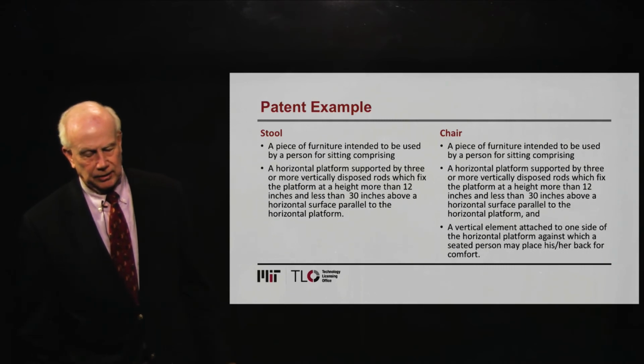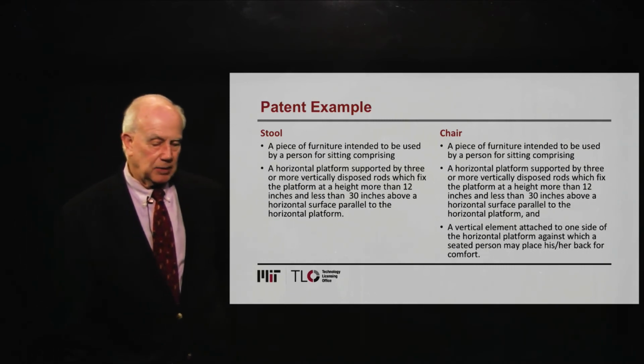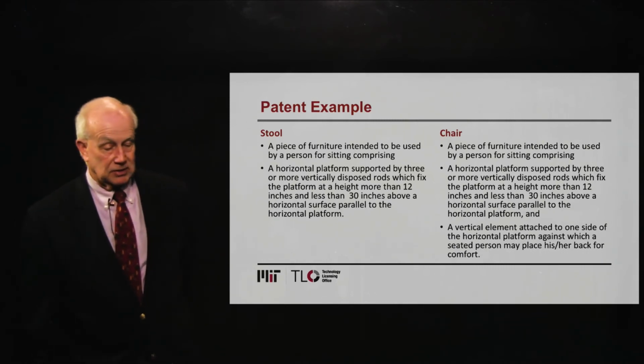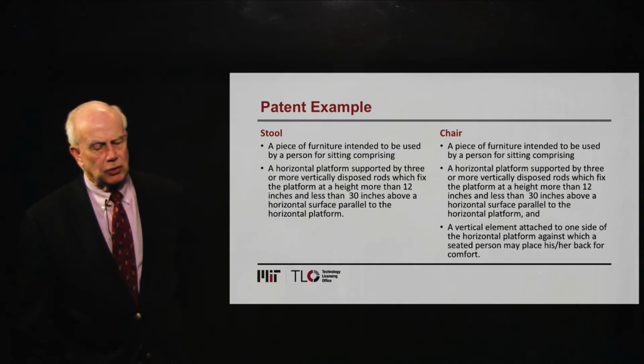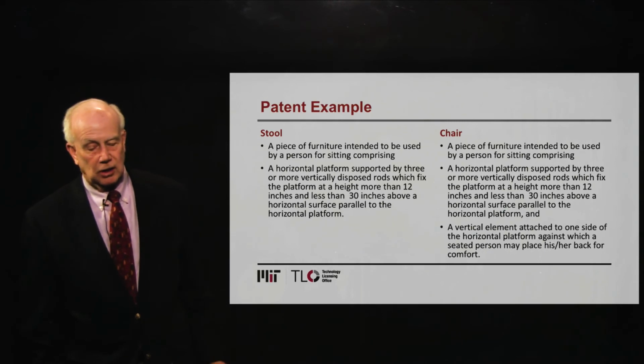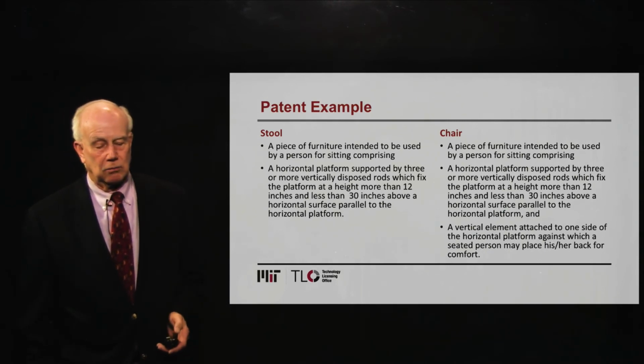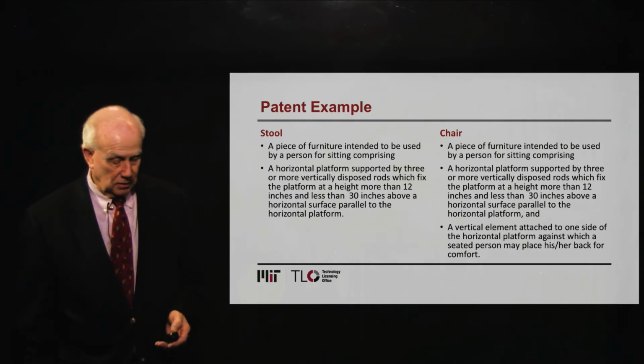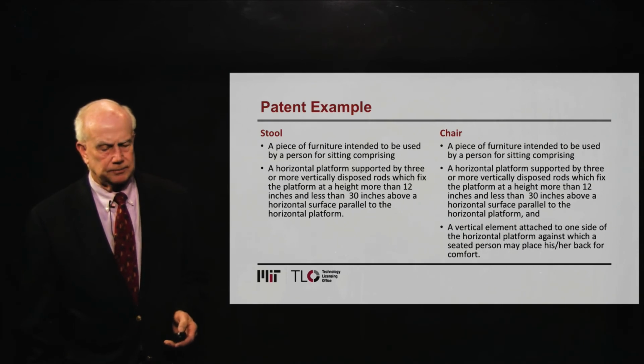So what should happen here? The stool patent owner would like to make chairs, and the chair patent owner would like to make stools. So it would make sense for them to get together, cross-license and agree who can sell what to whom, and both patents stand as valid and issued patents.